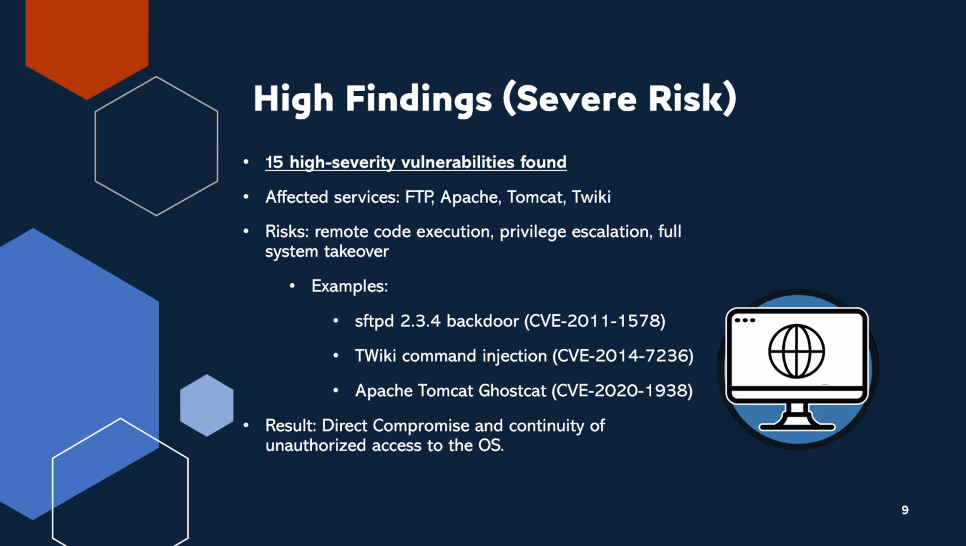Another issue involved TWiki, which had a command injection vulnerability that could be triggered through crafted URLs, and Apache Tomcat was affected by the GhostCat vulnerability, which allows file access and potential code execution through an AJP connector. So each of these vulnerabilities provides a direct path to privilege escalation or persistent compromise. That's why they were treated as top remediation priority, which is why they are listed in this PowerPoint today.